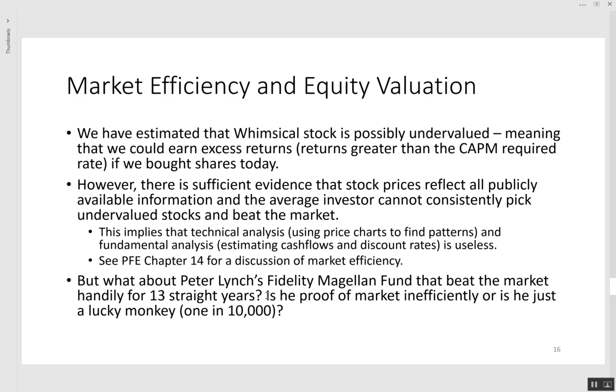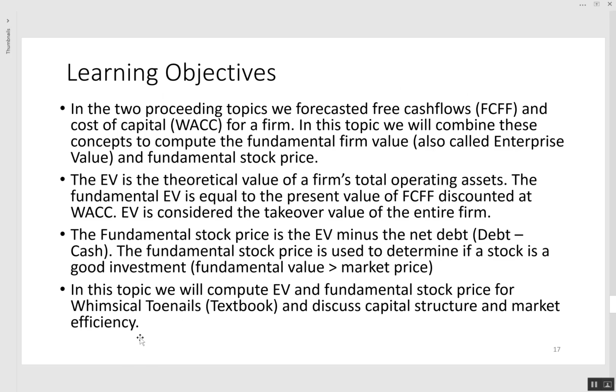At the end of 13 years, if you would count how many monkeys beat the market 13 straight years, you'd almost be guaranteed that one monkey would have beaten the market 13 straight years. So the question is, was Peter Lynch smart, or was he just a lucky monkey?